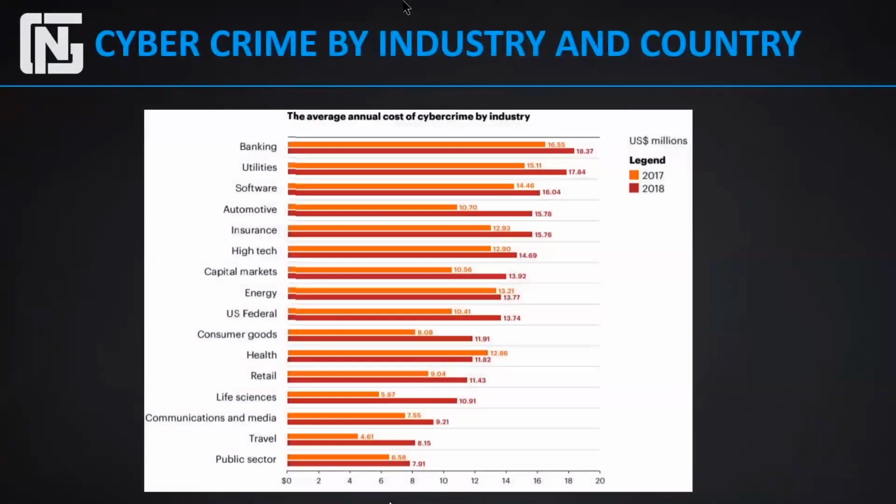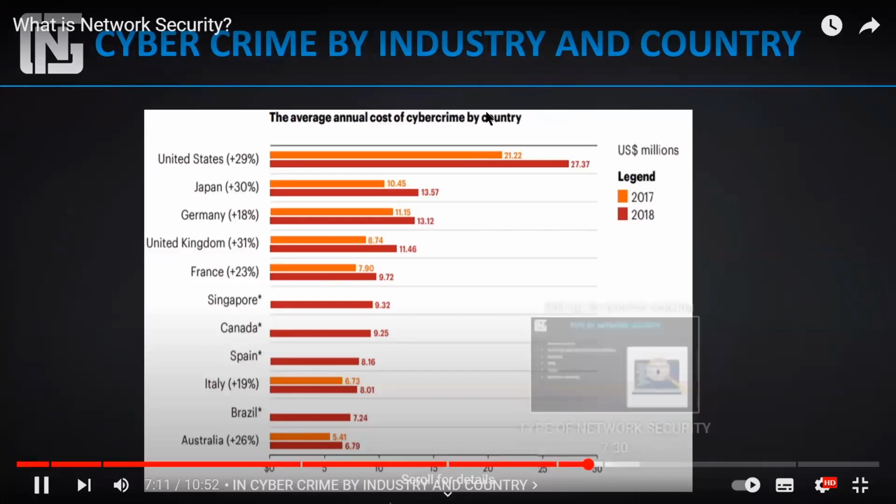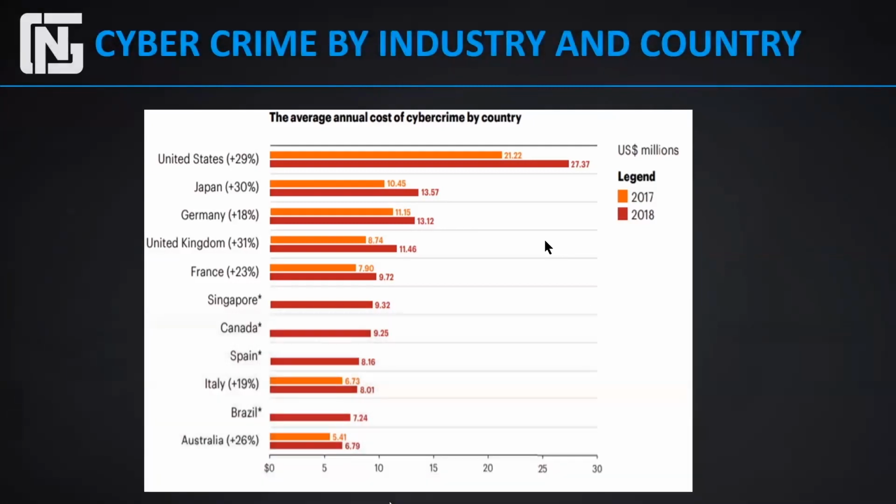And this is just a chart representing the average annual cost of cybercrime by industry. As you can see, from 2017 to 2018, there is a 12% increase on average per industry. And if we talk about the average annual cost of cybercrime by country, you can see that from last year in 2018, the number of cybercrimes is just increasing. In the United States alone, it has increased by 29%.